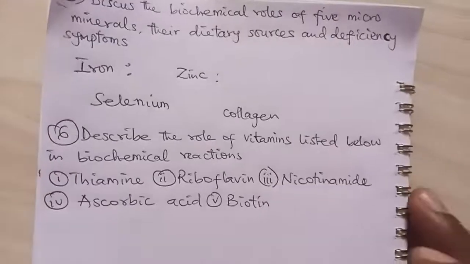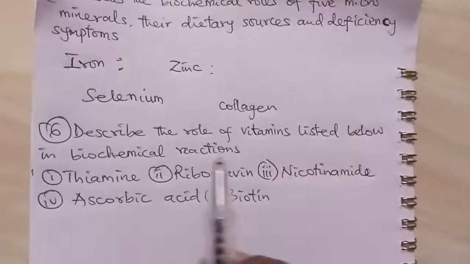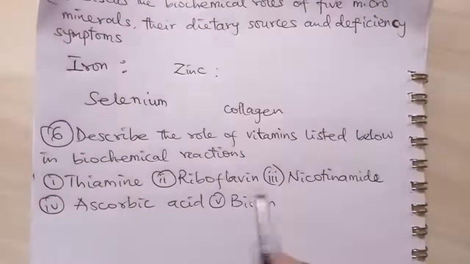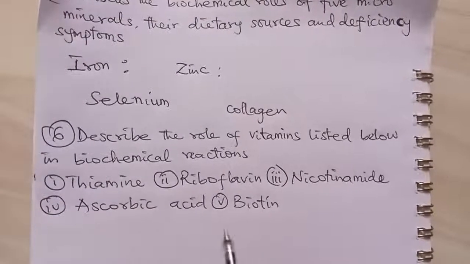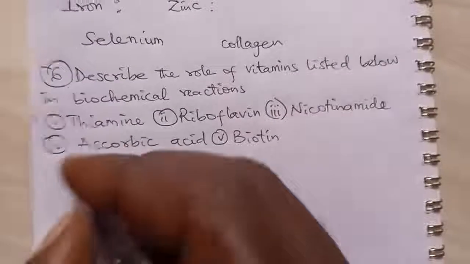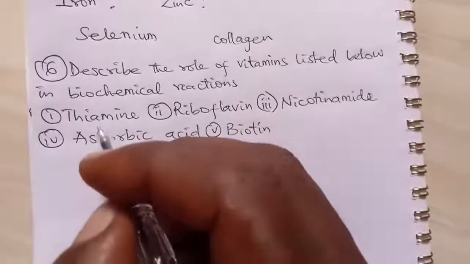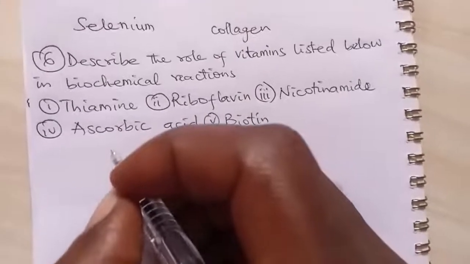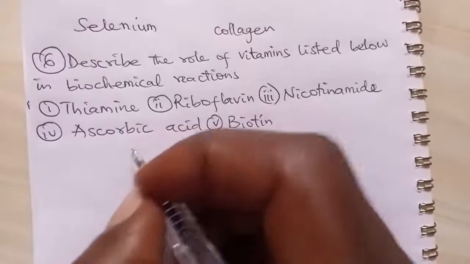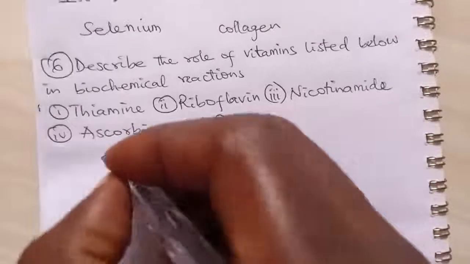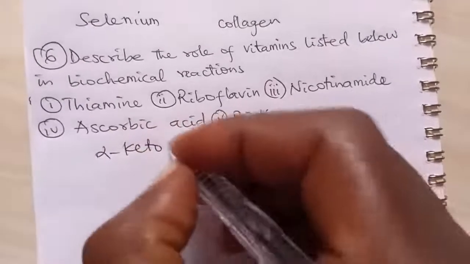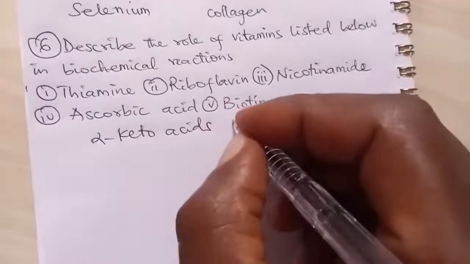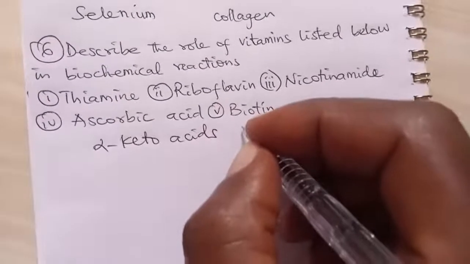The next question says, describe the role of vitamins listed below in biochemical reactions. Thiamine, riboflavin, nicotinamide, ascorbic acid, biotin. Let's begin with the first one, which is thiamine. Its role is to serve as coenzyme in the decarboxylation of alpha keto acids and keto sugars, and is therefore important in carbohydrate metabolism.